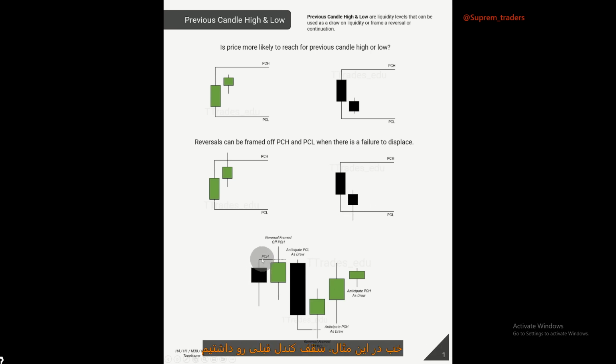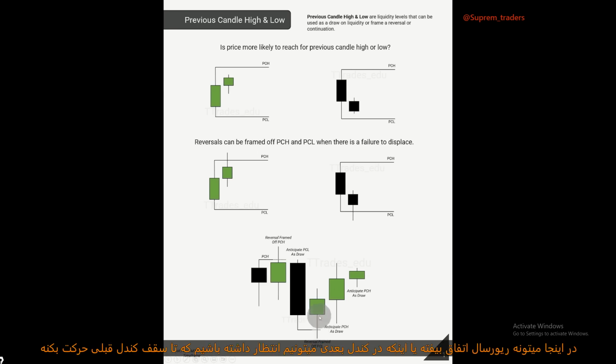So in this example right here, we have a previous candle's high, price cannot displace out of this range, closes back in, so a reversal can be framed off of this previous candle's level, or we can anticipate price drawing lower in the next candle. On this next candle, price reaches below the previous candle's low, however, cannot displace out of this range and closes back in. A reversal could be framed here, or on the next candle, we can anticipate price drawing higher to this previous candle's high, and then can anticipate the next candle also reaching for the previous candle's high as well.